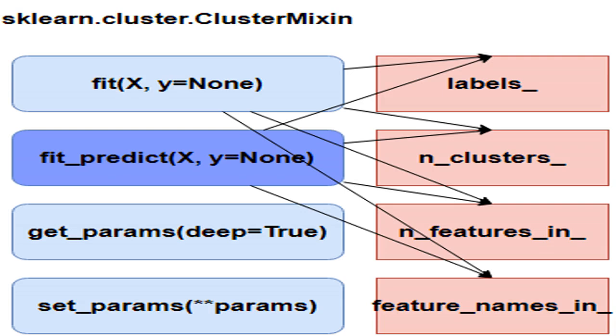n_features_in_: the number of features in the input data X. fit(X, y=None): the fit function determines the number of features based on the input data X. fit_predict(X, y=None): the fit_predict function determines the number of features based on the input data X. feature_names_in_: the names of the features in the input data X. fit(X, y=None): the fit function determines the feature names based on the input data X. fit_predict(X, y=None): the fit_predict function determines the feature names based on the input data X.